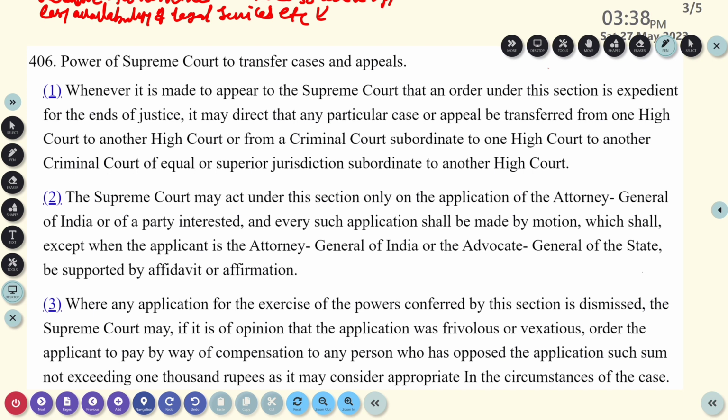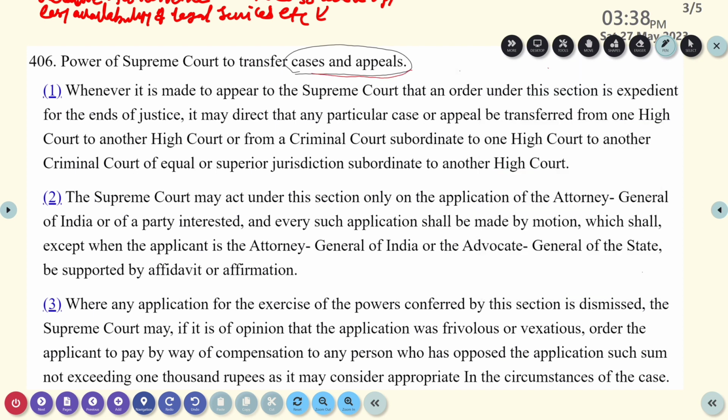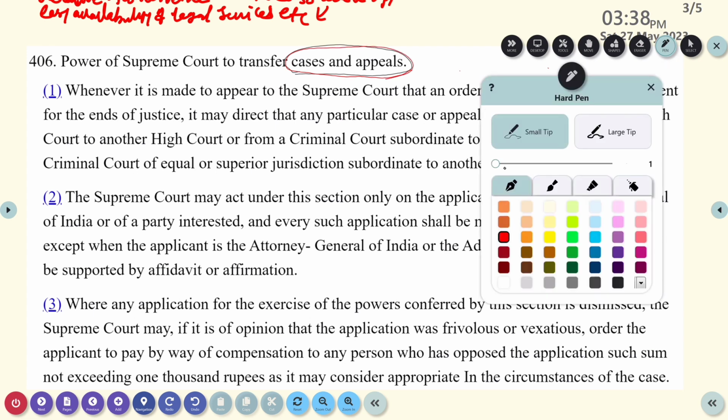Before going into details, now come to the verbatim. What is there in Section 406 of the Code of Criminal Procedure? So, see, what is 406 saying? What is the title? Power of Supreme Court to transfer cases and appeals. Cases and appeals. Not only cases, appeals also.